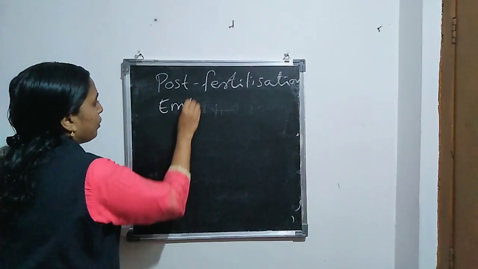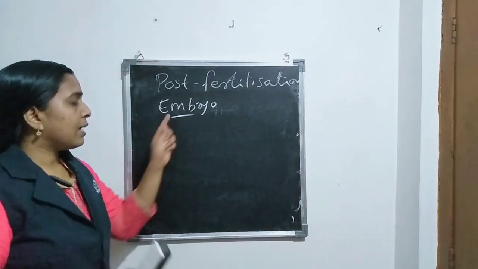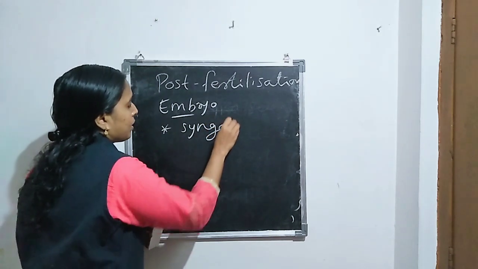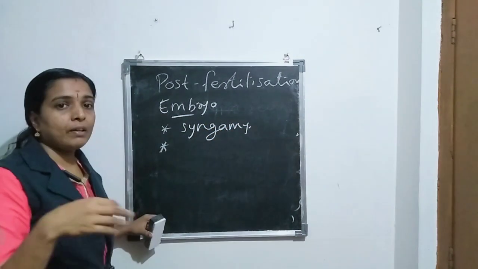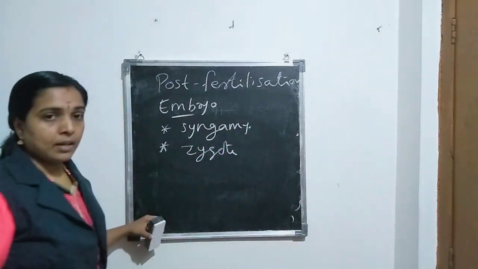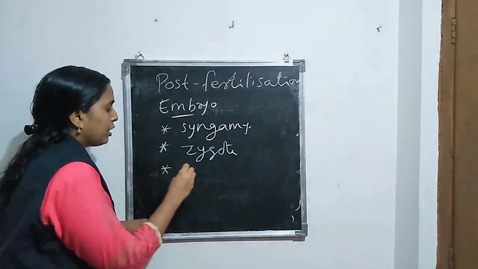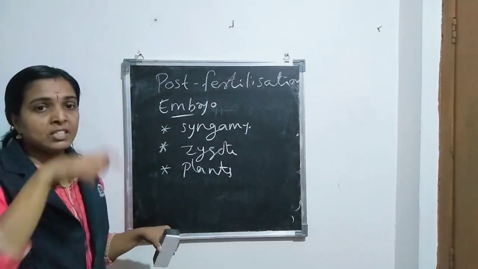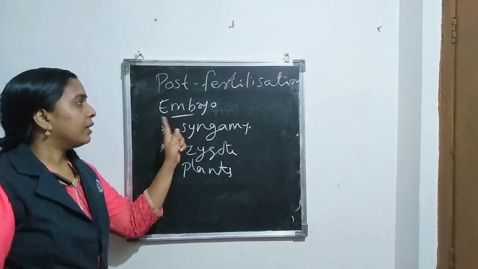Next is embryo. Development of embryo. What is embryo? Embryo is the product of syngamy. Embryo develops from the zygote. Then the embryo becomes a new plantlet. It produces new plants, new plantlets or seedlings. New plantlets arise from the embryos.